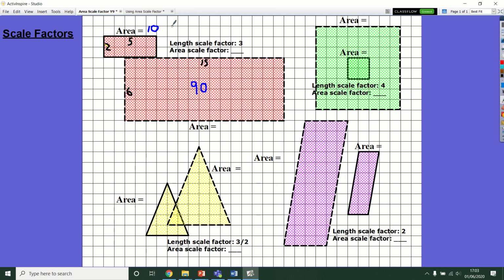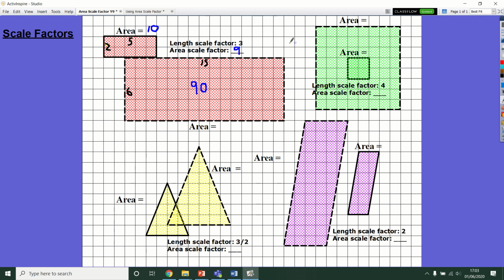Then from that, we've got 2 areas. I then want the area scale factor. So the lengths are times by 3. What's the area times by? Well, to get from 10 to 90, you times by 9. So the area scale factor is 9.